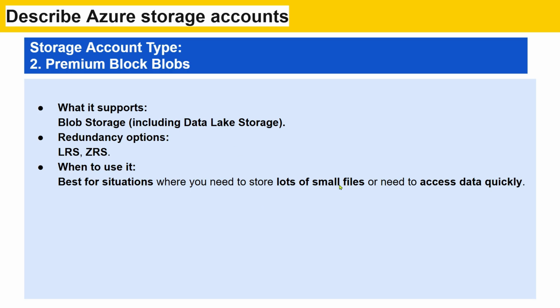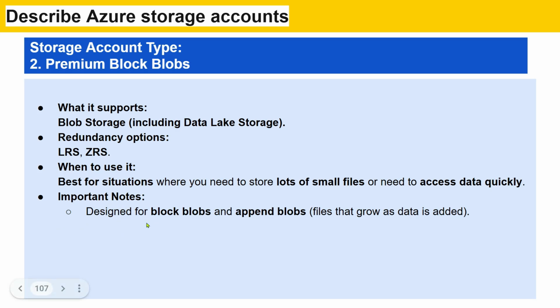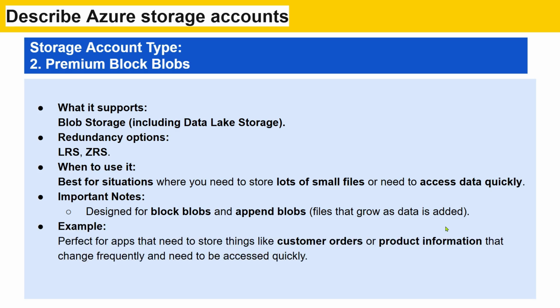What does it mean by lots of small files and accessing data quickly? We'll see an example. An important note: it is designed for block blobs and append blobs. You will learn these terms in detail later, but for now, as an introduction, it means files that grow as data is added. For example, it is perfect for apps that need to store things like customer orders and product information, like a video for that product, that change frequently and need to be accessed quickly. For that, you can go with the premium block blobs account type.